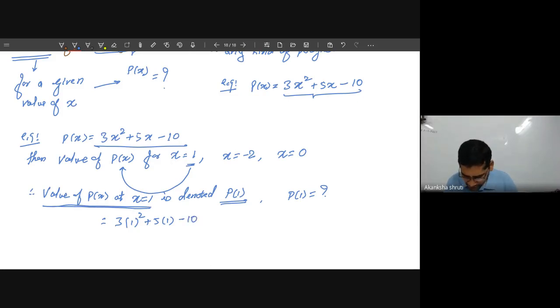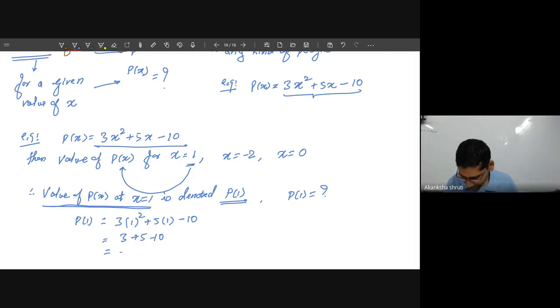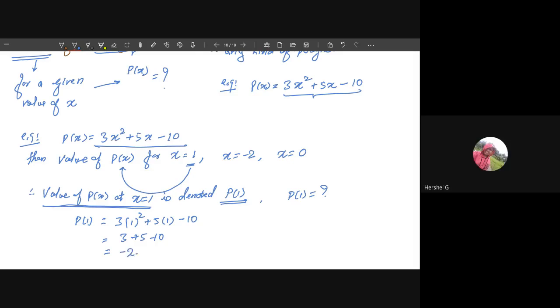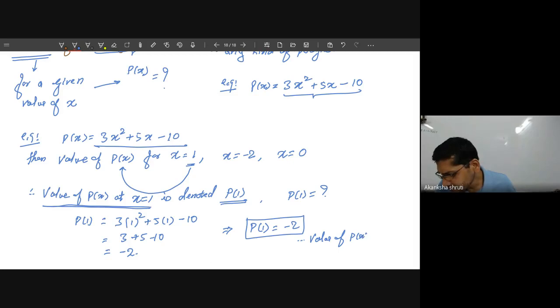So a student, how to denote this? For denoting this, we are just using p(1). So what is this value? It becomes 3 plus 5 minus 10, which is minus 2. Very good. So it is minus 2. A student, so write this: p(1) is equal to minus 2. What is this denoting? It is denoting the value of p(x) at x equals 1. This thing we have to understand.